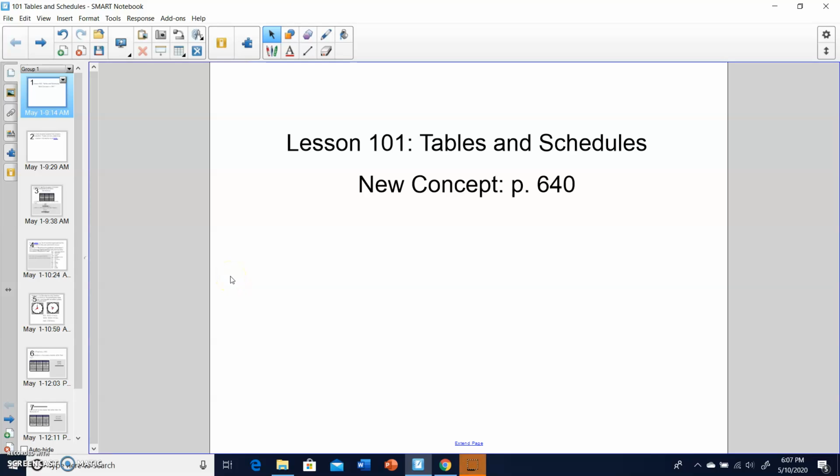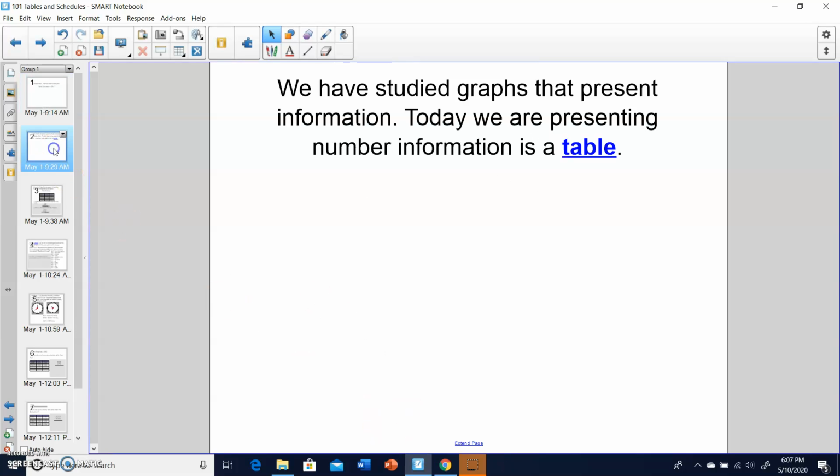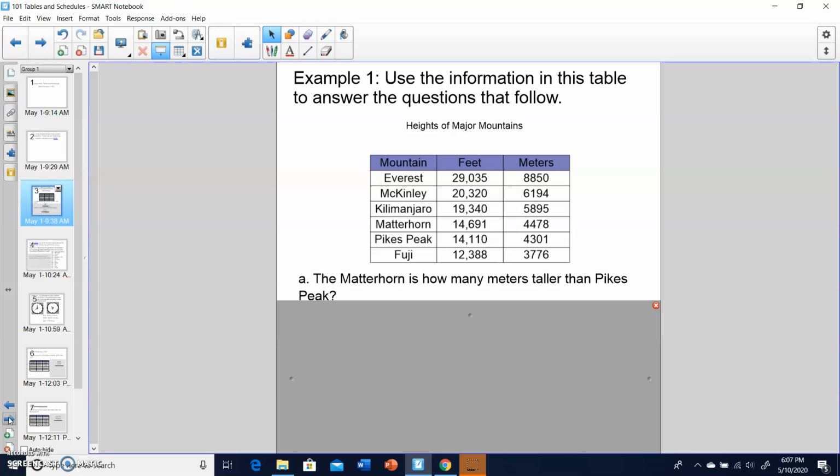Hi, fourth graders. Today we are on lesson 101, Tables and Schedules, and the new concept begins on page 640. We have studied graphs that present information, and today we are presenting number information in a table. For example 1, here's the table.